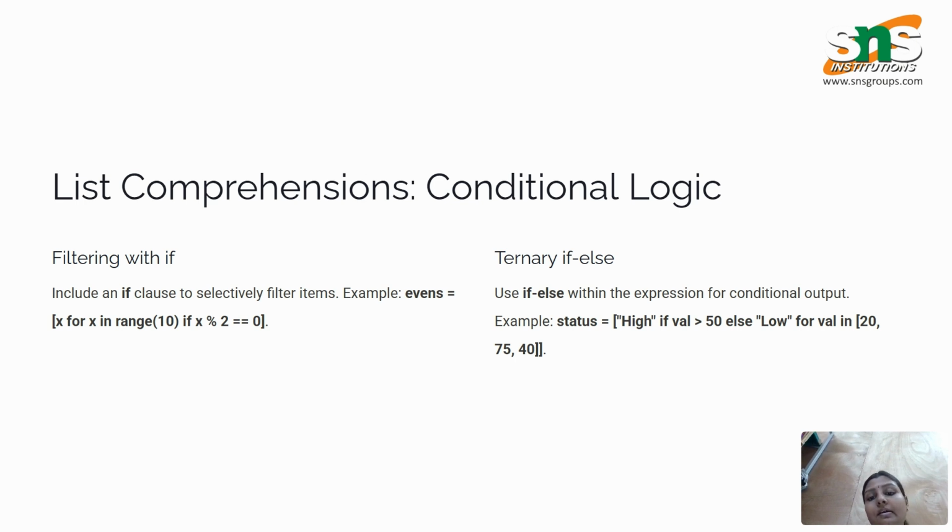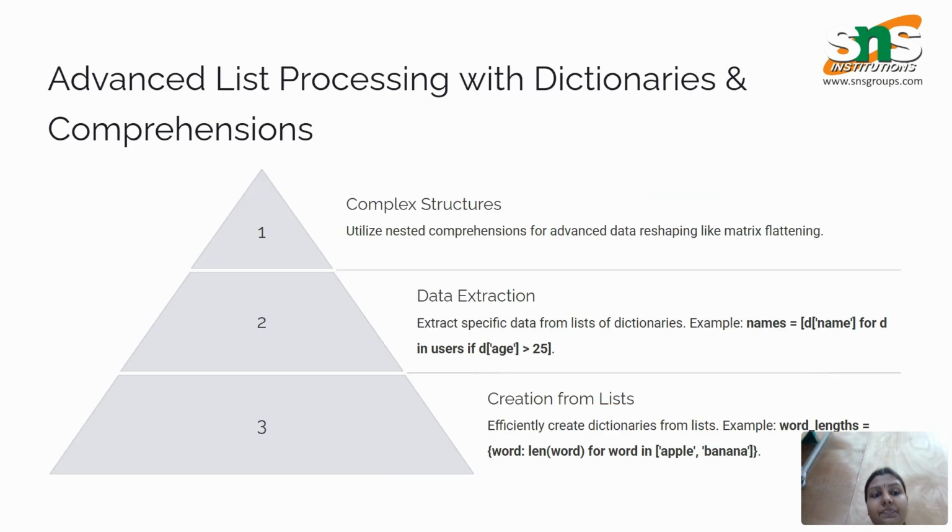Ternary if else. Use if else within the expression for conditional output. Example, status is 'high' if value greater than 50, else 'low', for value in 20, 75, and 40.